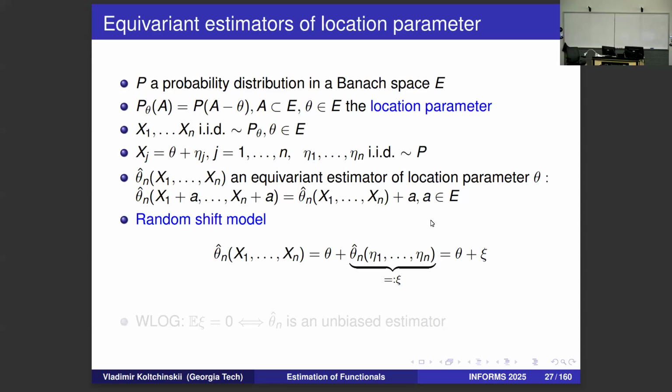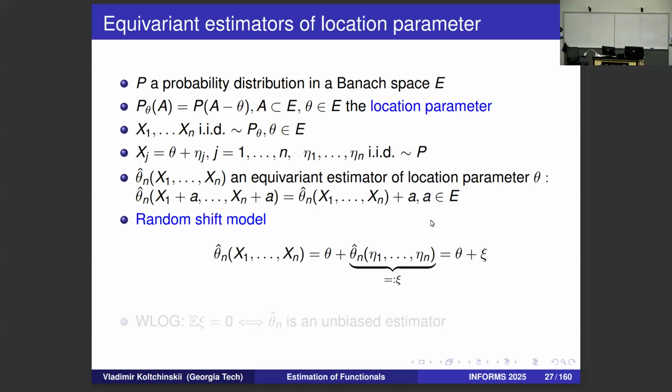Then we can forget about the data. We can assume that our data is just this one single observation, the value of this estimator, and this will be the unknown parameter theta plus some noise whose distribution does not depend on the parameter. So we can work with a one-observation model instead, and we'll call it the random shift model.